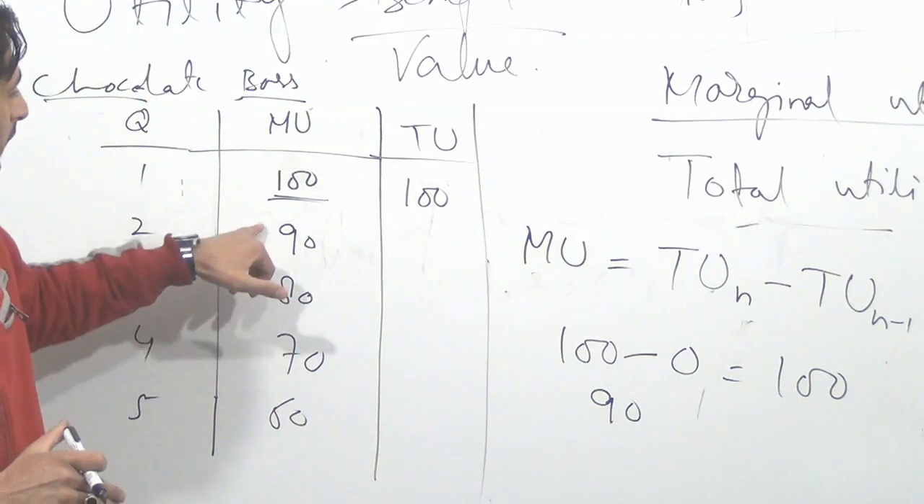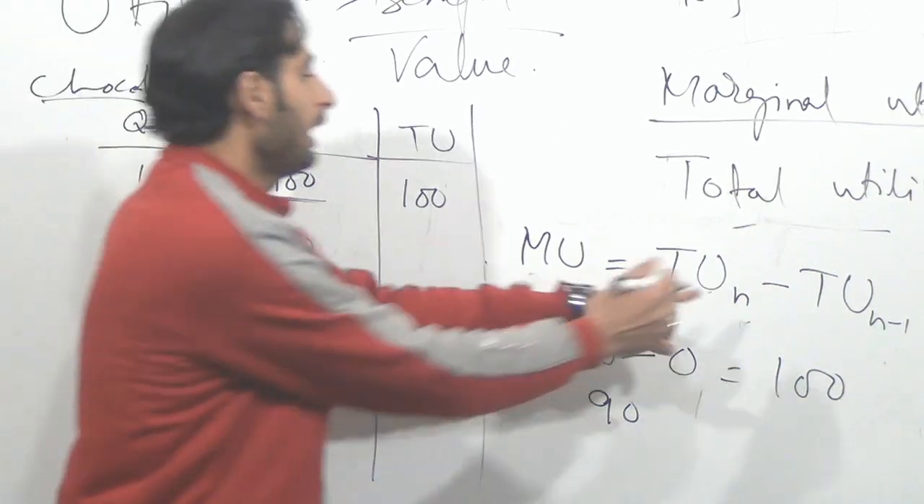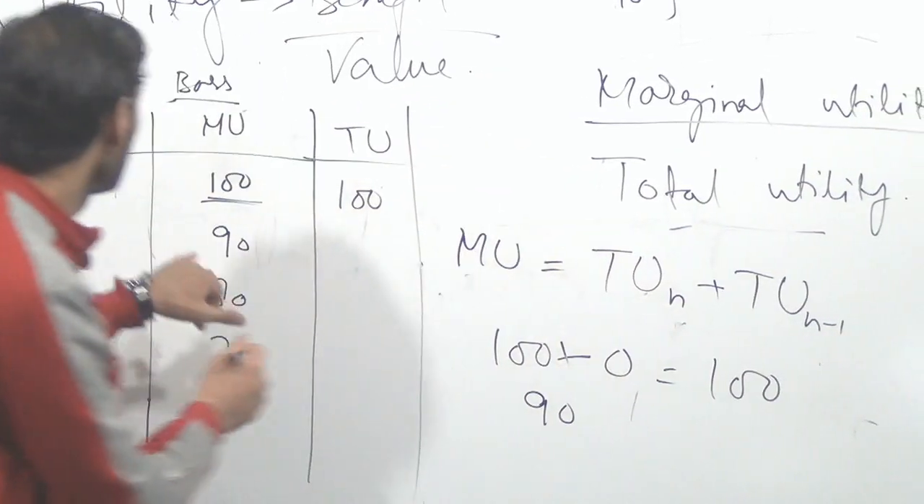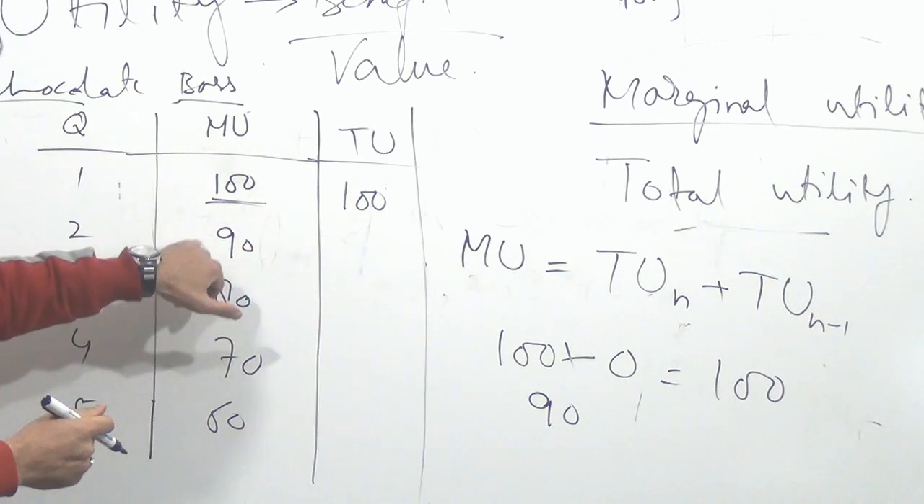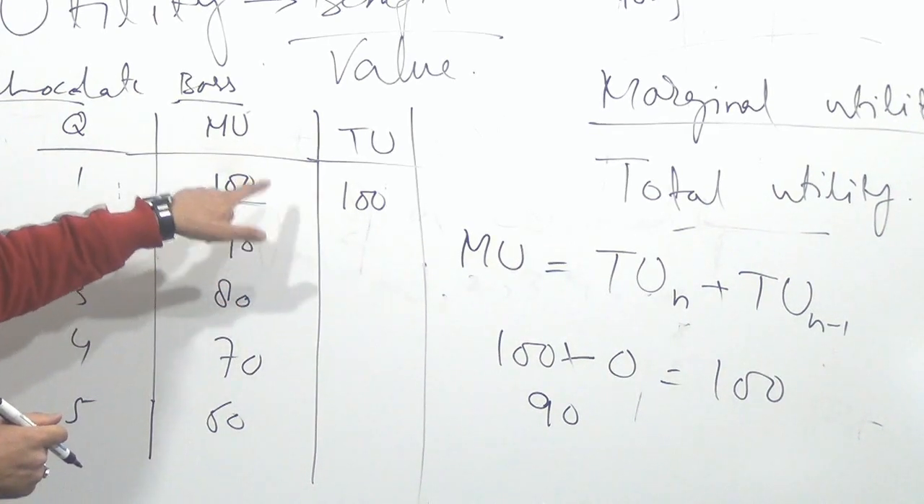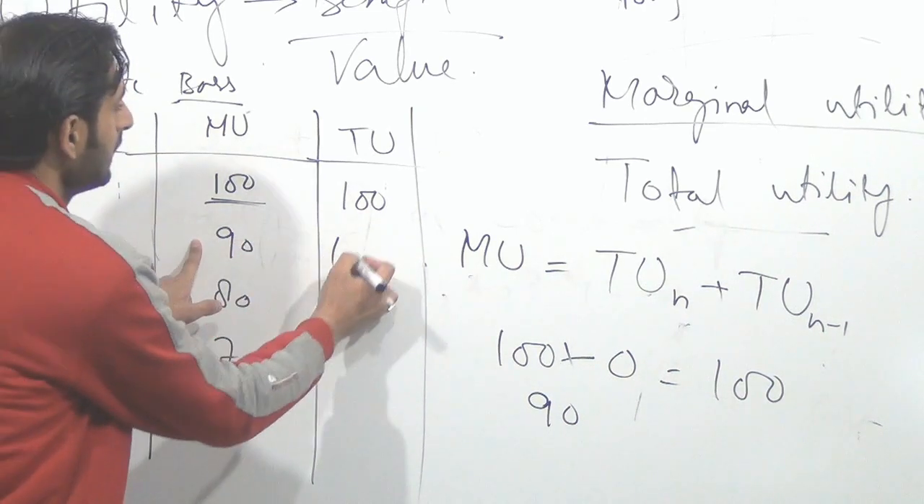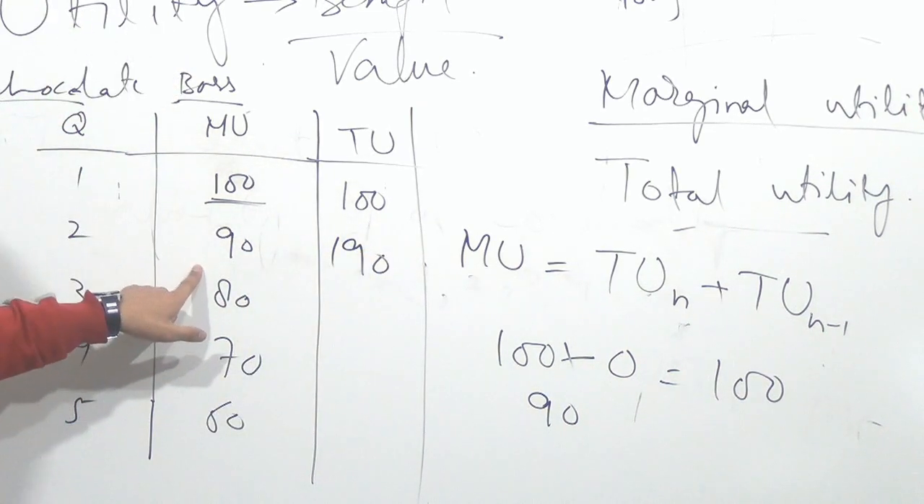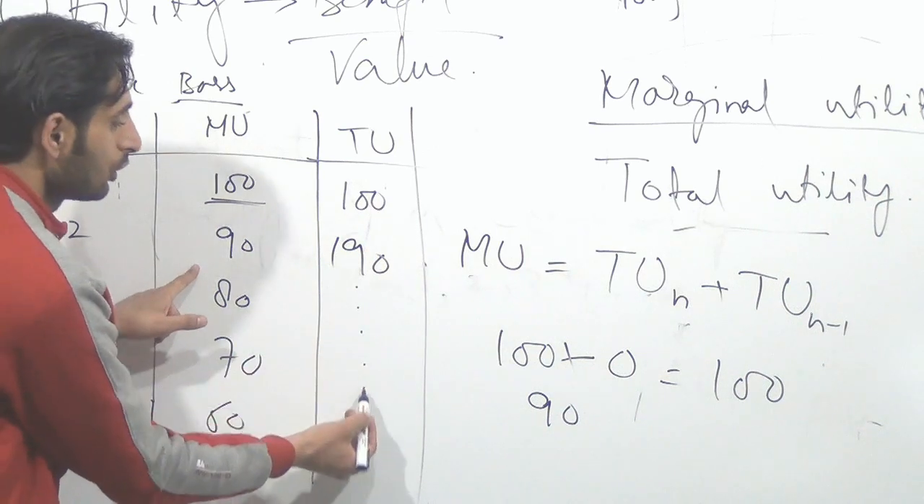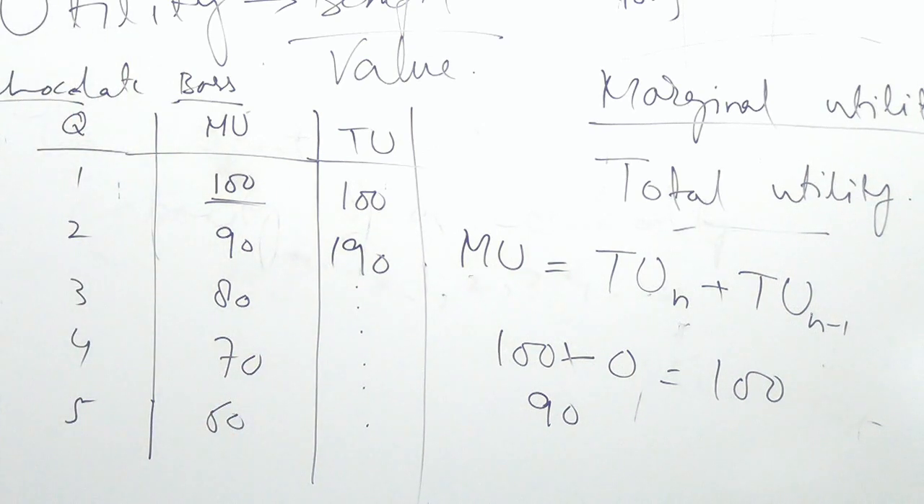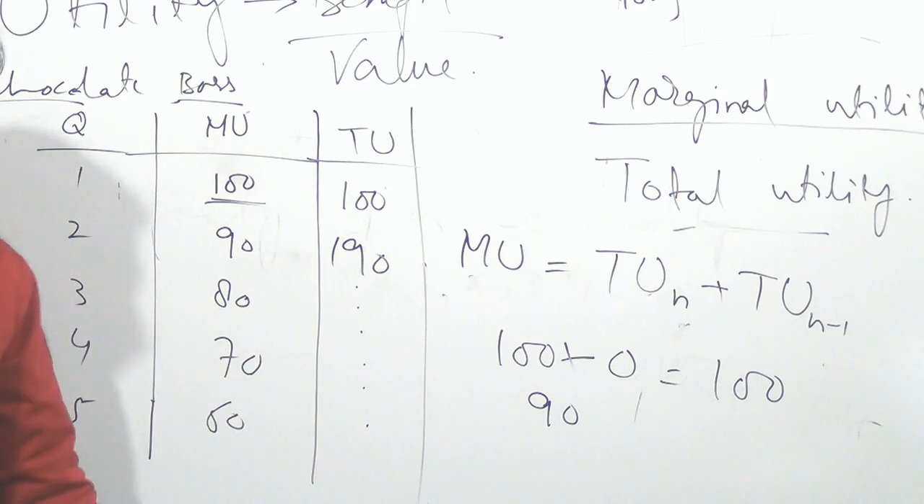I'll add it like this. The total utility at n is 100 units and the second unit's utility is 90 units. That is 100 plus 90, which will be 190, like this. So on and so forth, because we are going to take this concept into consideration once more.